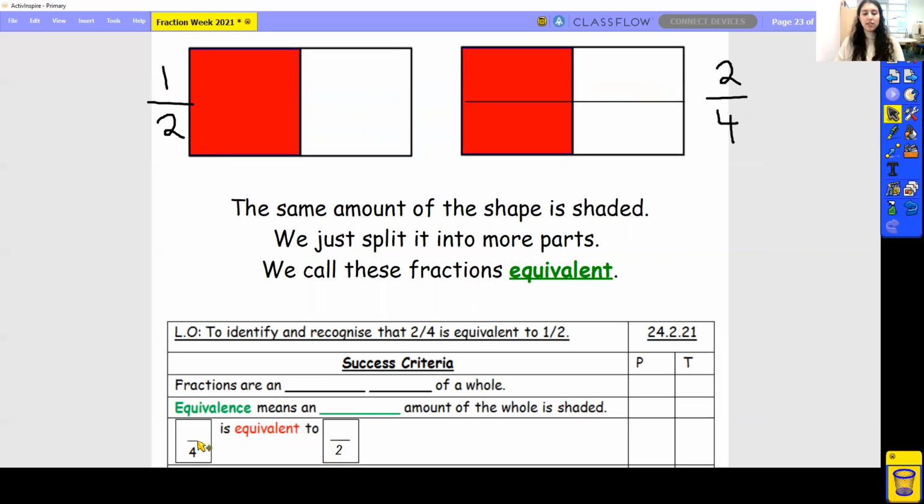How many quarters are equivalent to 1/2? Well done if you said 2. 2/4 is equivalent to 1/2. Well done if you said that. So that is the key bit of learning that we are doing today. That means even when our shape might look different, 2/4 is an equivalent amount of the whole to 1/2. Okay, so let's have a look.